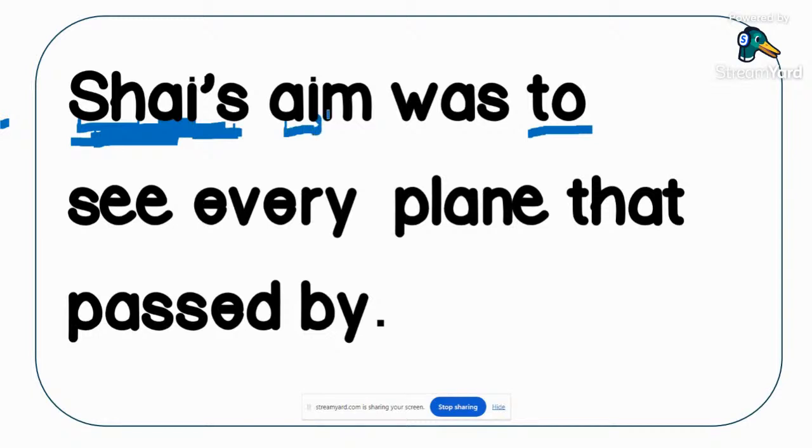Can you remember this word? The A and I says a. The M says m. Put it together: a, m, aim. And what does aim mean again? It means to focus on something, concentrate on something, or it can mean to point at something. Good. Aim. So, Shay's aim.